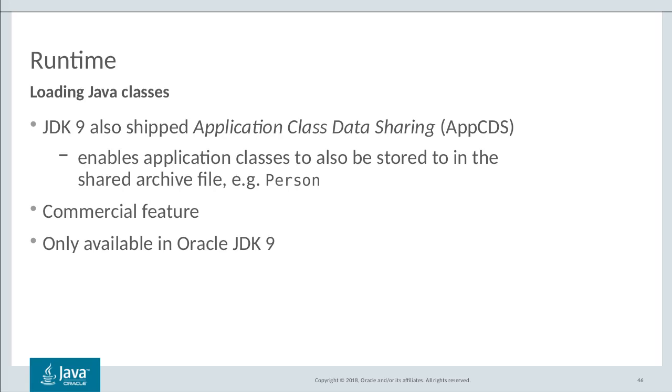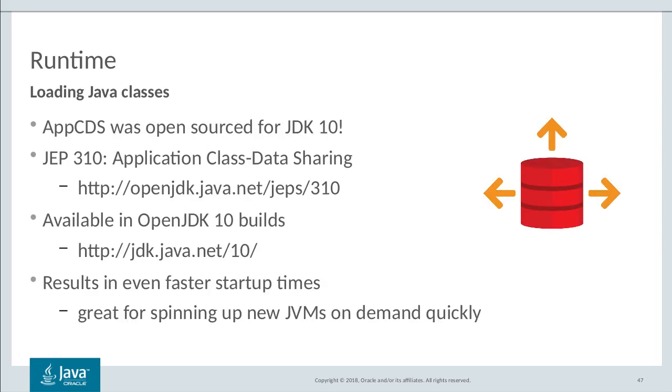However, this was a commercial feature that was only available in Oracle JDK 9 if you use the flag -XX:+UnlockCommercialFeatures. But in JDK 10, AppCDS was open sourced. If you have a look at JEP 310, Application Class Data Sharing, you will find more information about AppCDS and how to use it. Starting in JDK 10, it is now available in OpenJDK 10 builds that you can find on jdk.java.net/10.